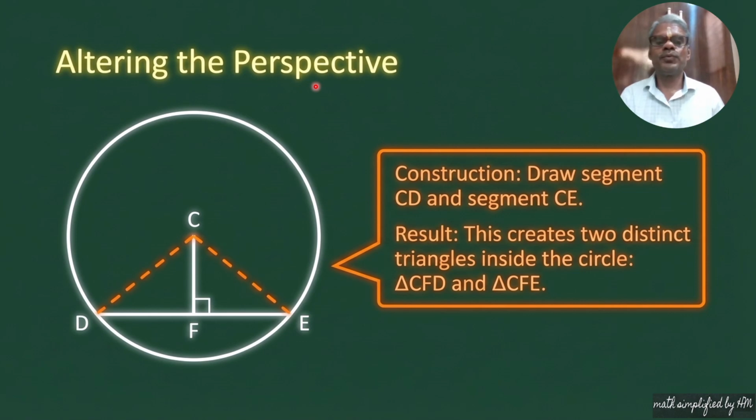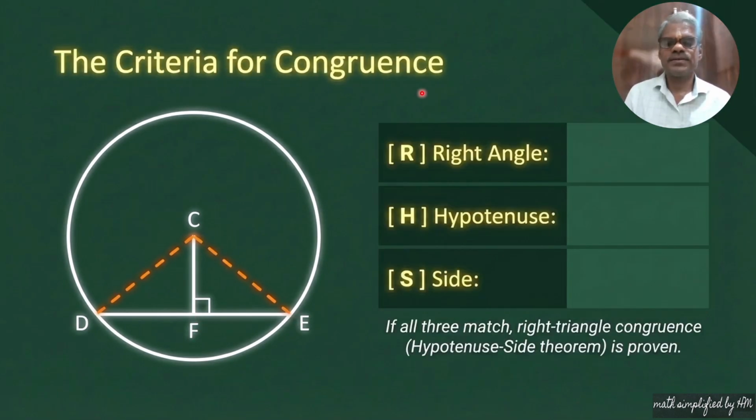Construction: draw segment CD and segment CE. This creates two distinct triangles inside the circle, triangle CFD and triangle CFE. The criteria for congruence: right angle, hypotenuse, and side. We know this theorem: if all three match, right triangle congruence is proven.